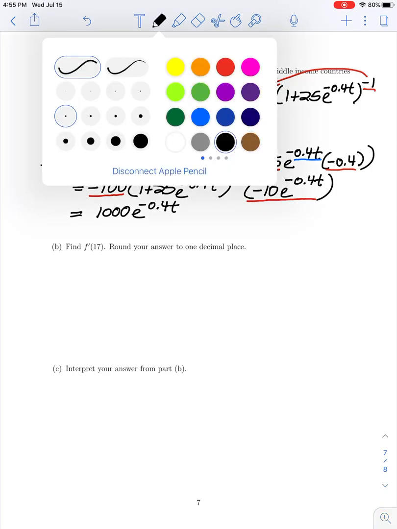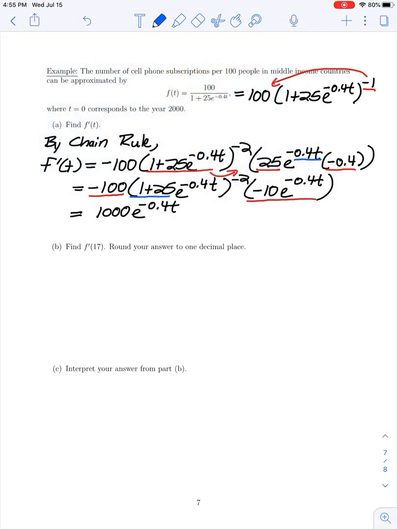And then this expression in the middle, where I have this function being raised to the negative second power, well, that is the same as dividing by 1 plus 25e to the negative 0.4t to the positive second power. So this would be a simplified expression for the derivative of that function f of t.